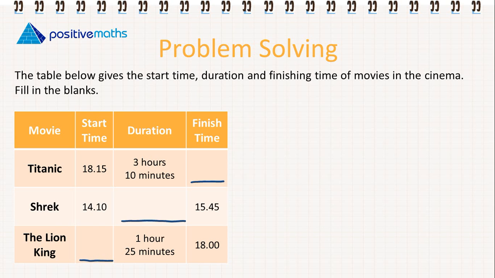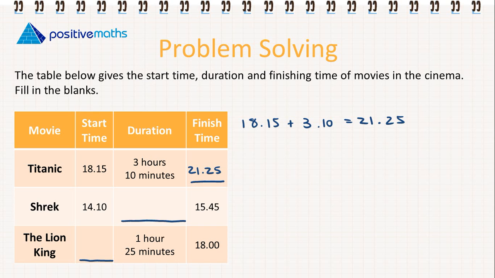So let's start off with the first one. The first one, we have the Titanic. It starts at 18:15. It lasts for 3 hours and 10 minutes. So we need to figure out the finishing time. So we're going to have 18:15 plus 3 hours and 10 minutes is going to give us, so 18 plus 3 gives us 21. 15 plus 10 gives us 25. So the finishing time of the movie is going to be 21:25, which is 9:25 p.m.